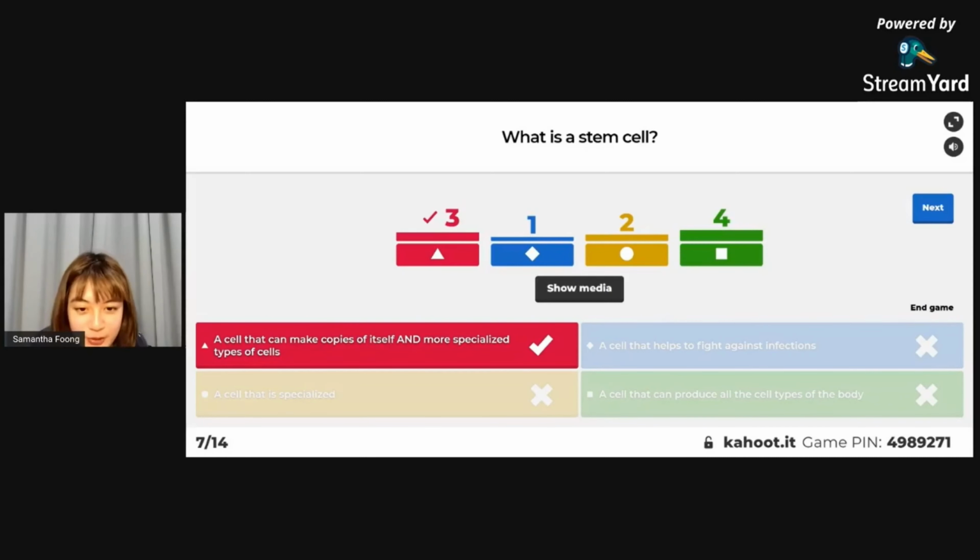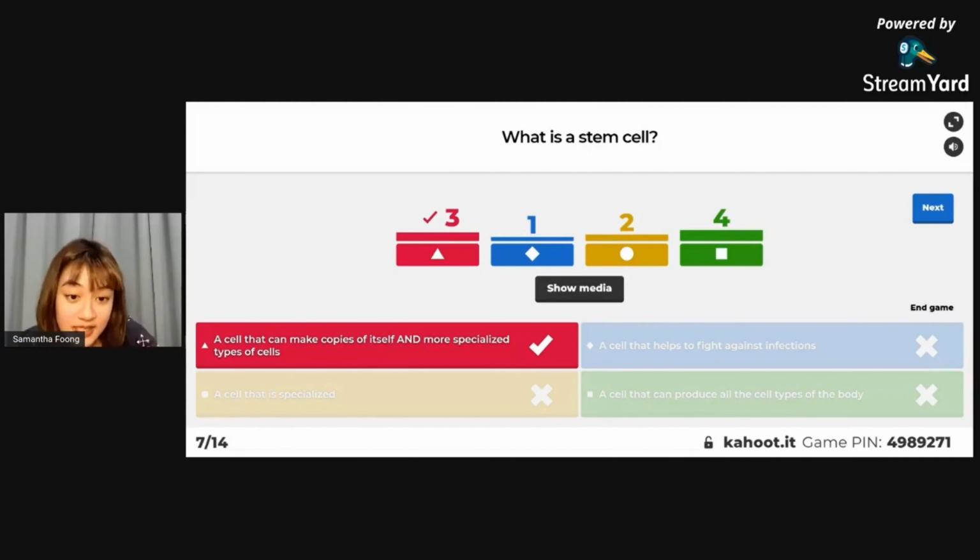In fact, most of you answered a cell that can produce all types of cell types of the body. Okay, that's also technically correct, but not the best answer in this case. So a stem cell is a cell that can make copies of itself and more specialized types of cells. Okay, so the green and the red answer is both correct, but the red answer is more correct.